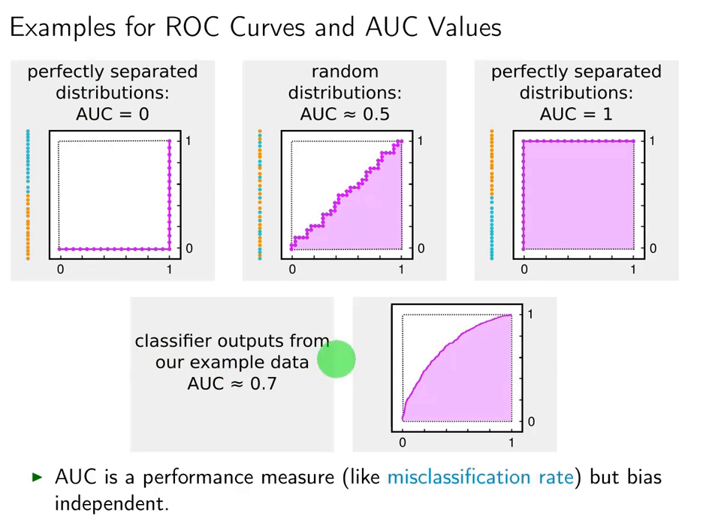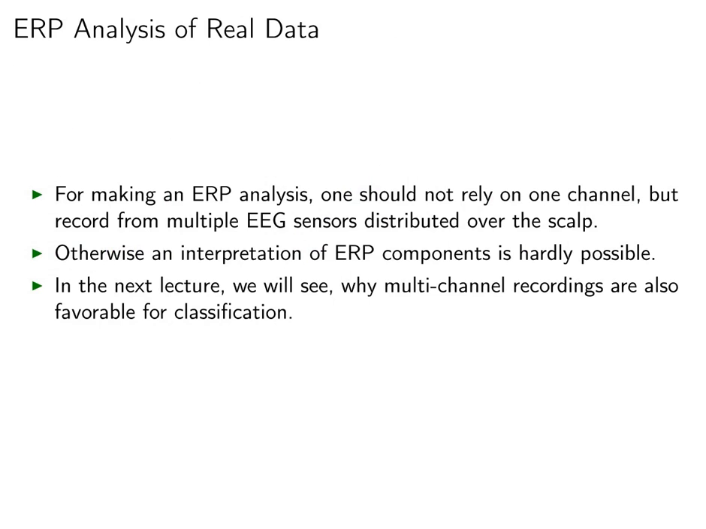For example, the classifier output from the previous example is 0.7. It looks like this. So in BCI, the AUC metric is used in most BCI research because it represents a robust performance measure, which is non-biased, or unbiased.